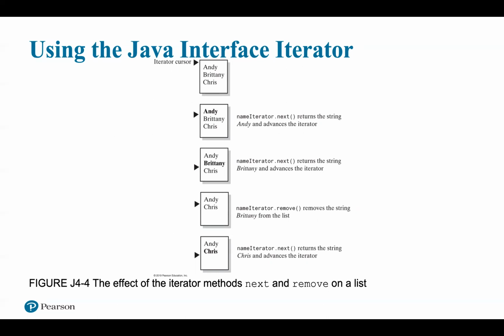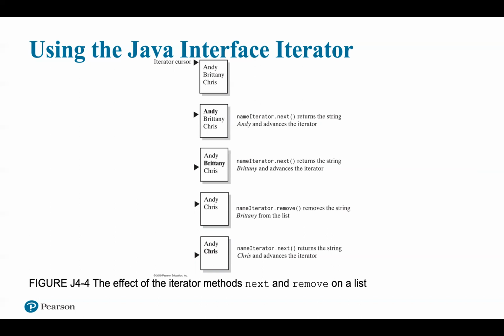Therefore, nameIterator.next will return that first entry and advance the iterator to just before the list's second entry. As long as hasNext returns true, next returns the next entry in the list and advances the iterator. Thus, every entry in the list is retrieved and displayed.